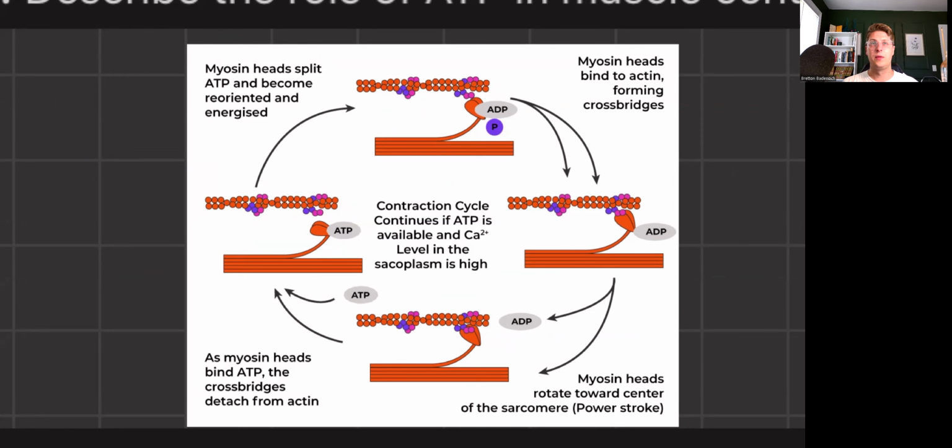So essentially what's going on here is ATP will bind to myosin, which allows it to detach after a power stroke. ATP is then hydrolyzed to ADP and an inorganic phosphate, providing the energy for myosin to return to its high energy state and reattach to actin for the next contraction cycle.